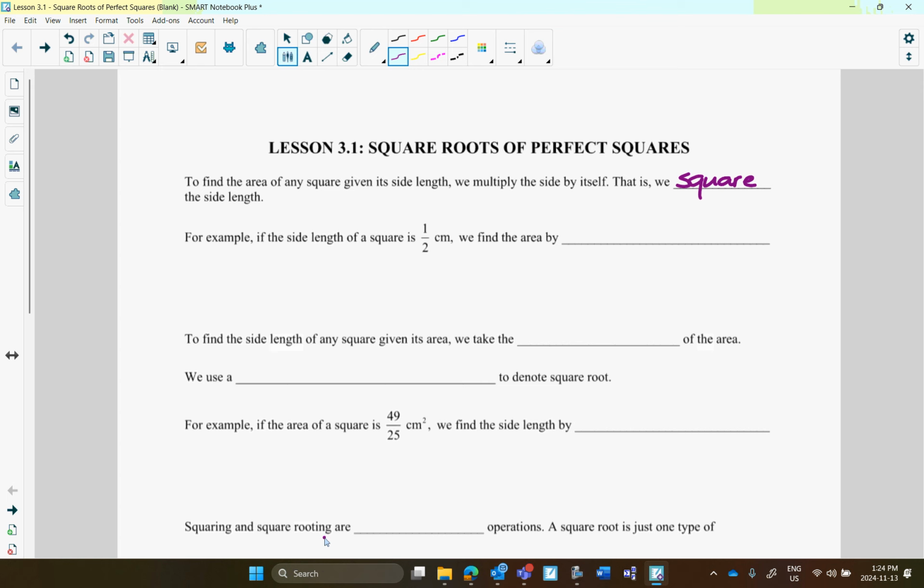Well, we find the area by doing 1/2 squared, which means (1/2) times 1/2. And you guys should be comfortable with multiplying fractions like this now to get 1/4. And we're finding the area of a square, so we need units. What would the units be? Centimeters squared.